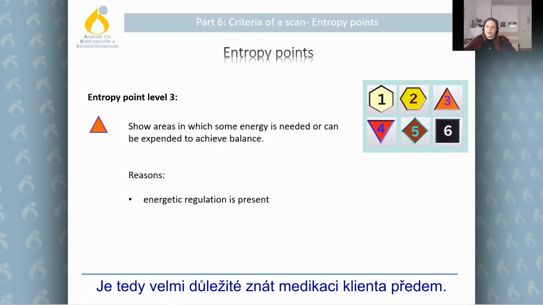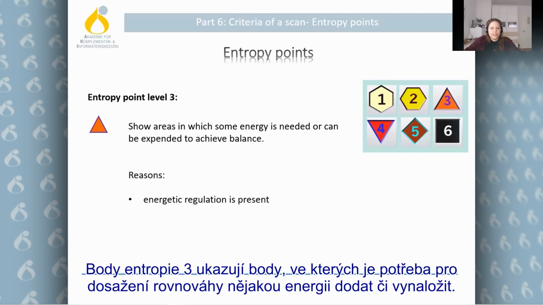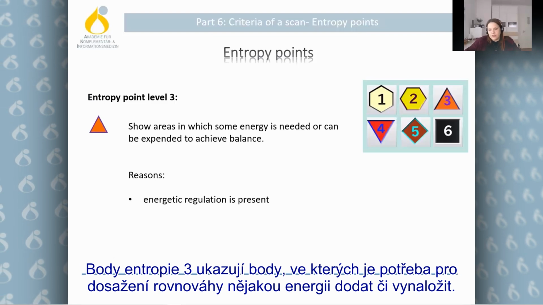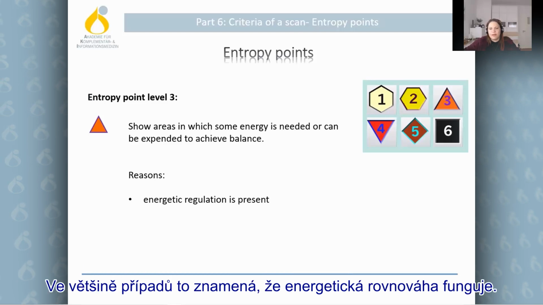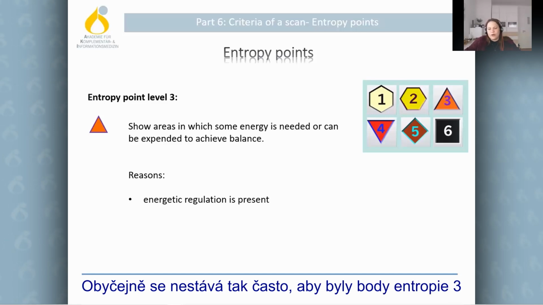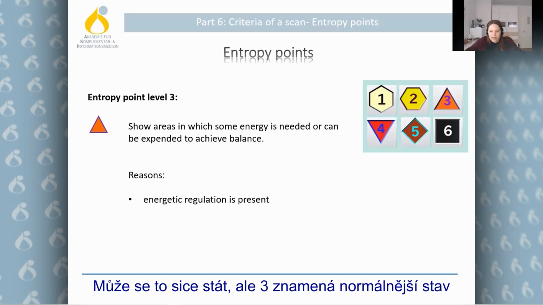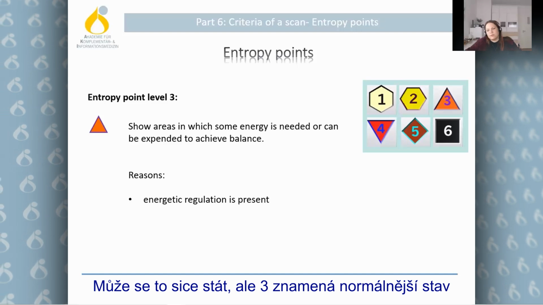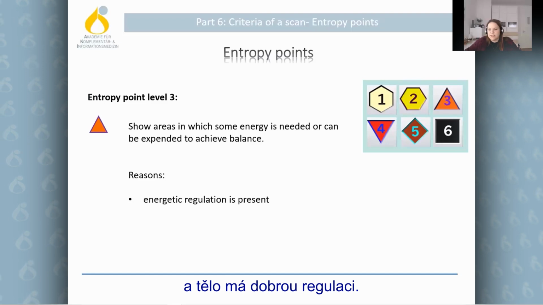So the medication is really important to know before. Entropy point level 3 shows an area in which some energy is needed or can be expended to achieve balance. In most cases, this shows that energetic regulation is present. So normally we don't have it that much that entropy point 3 is covered by the medication. It can happen as well, but the 3 is more the normal state that the body is in good regulation.